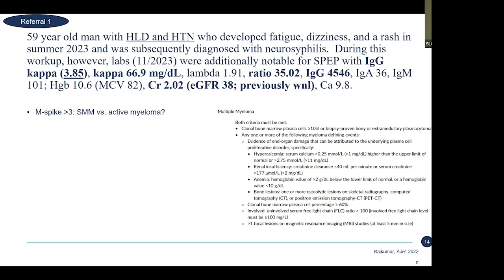So this person comes to us, M spike is greater than 3. Again, we already know that at least the person has smoldering myeloma, no hypercalcemia. The MCV is 82, so this is normocytic anemia and doesn't meet the criteria for a myeloma defining event. Being over 10 plus normocytic is probably not related. And so the only thing that we see here is a creatinine of 2. But the person also has hyperlipidemia, hypertension. Can we really say that this is a myeloma defining event?